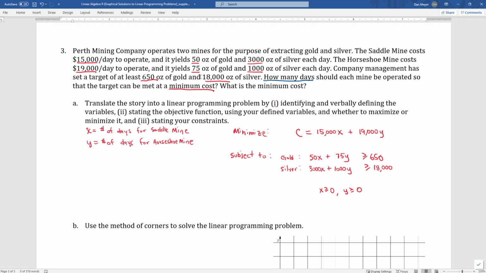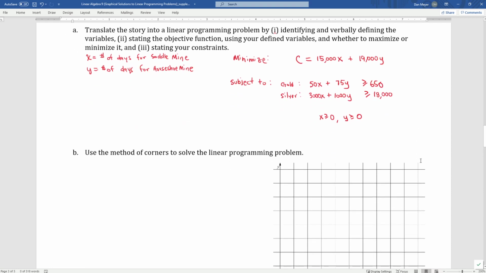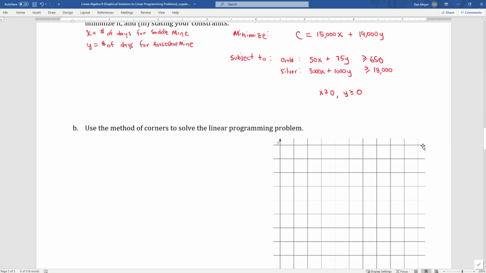All right. And I think that incorporates just about all the information from our story. I've underlined all the numbers, and so I don't think there are any other constraints that we need to worry about here. So we have our objective function and our system of constraints, and we want to use the method of corners to get the job done. So that means we need to graph our feasible region. Let's go ahead and copy down the boring linear programming problem here.